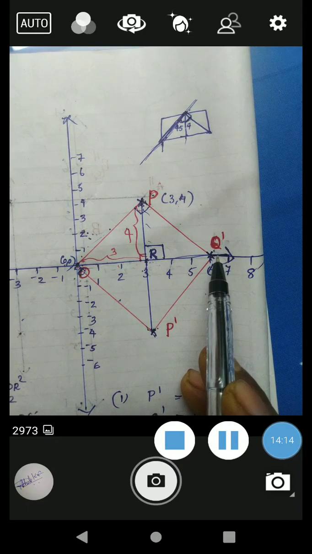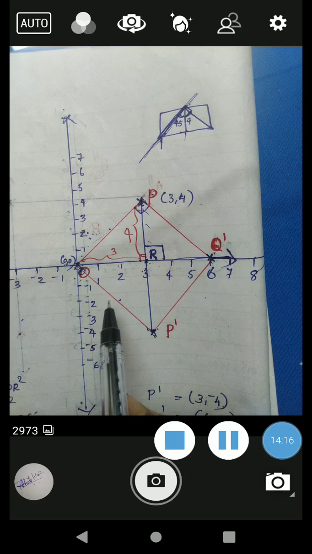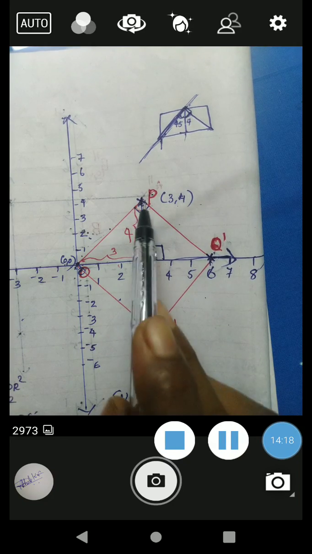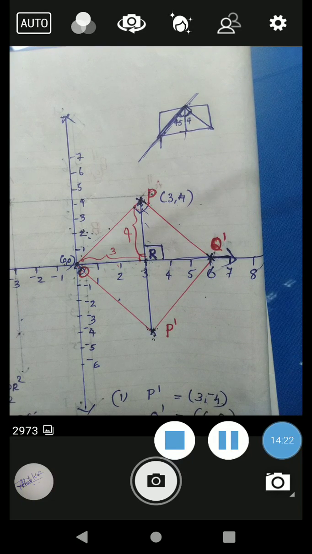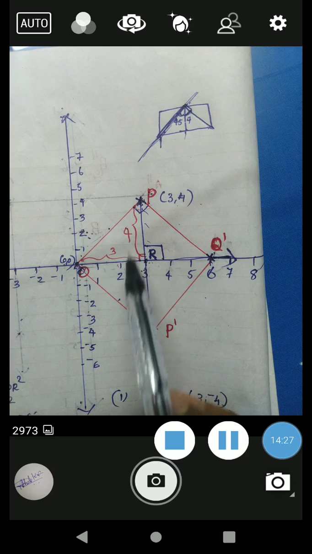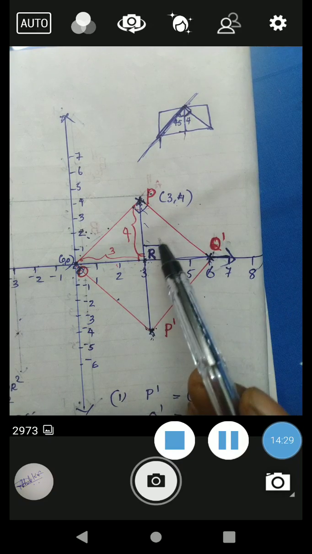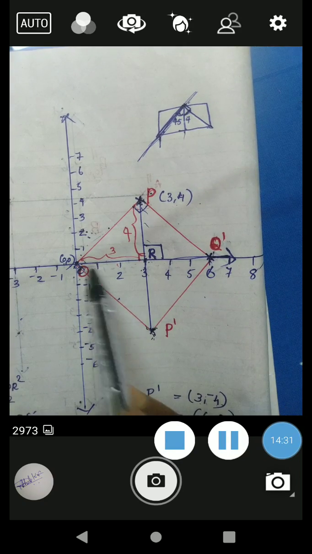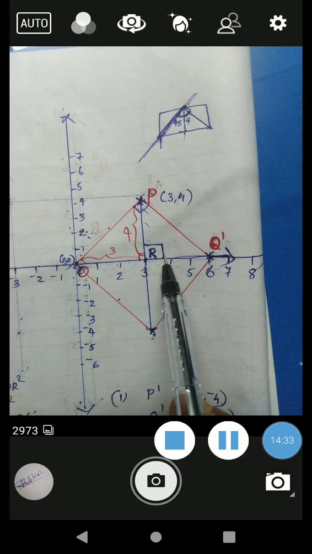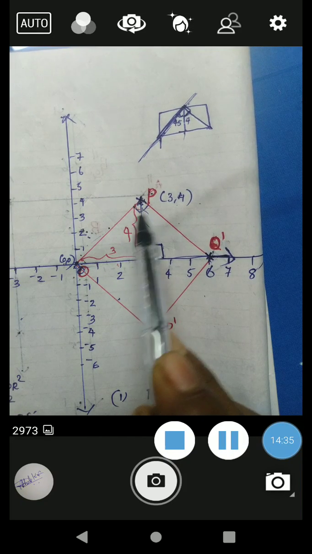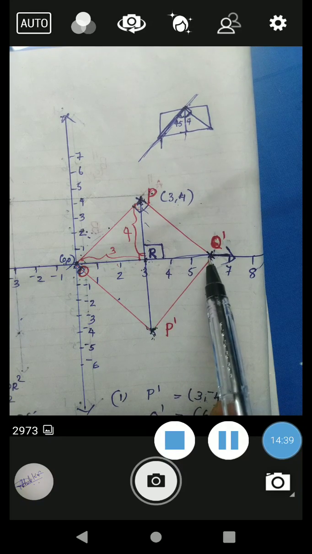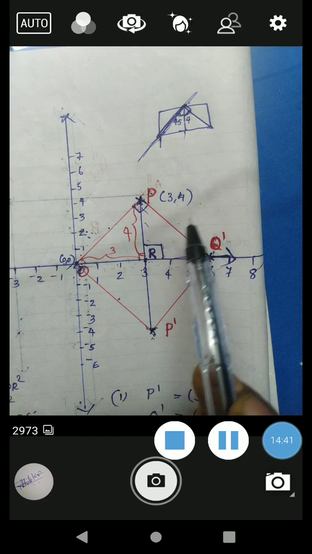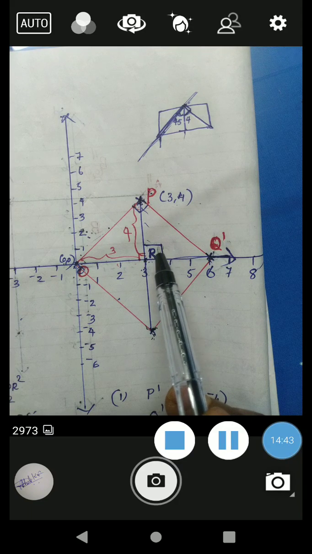Now the question is the perimeter of the quadrilateral POP dash O dash. So join this. What type of figure is it? From your graph sheet you can see that it is a rhombus because the diagonals bisect each other at 90 degrees and this angle is not 90 degrees. Therefore you can say that it is a rhombus. It is not a square, it is a rhombus. Okay, so write the exact name.